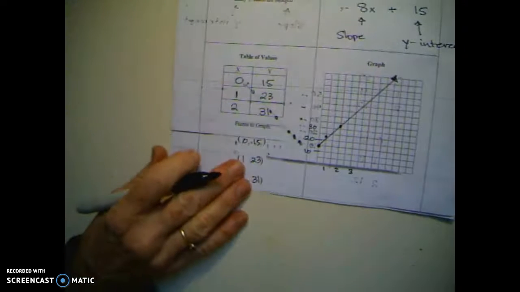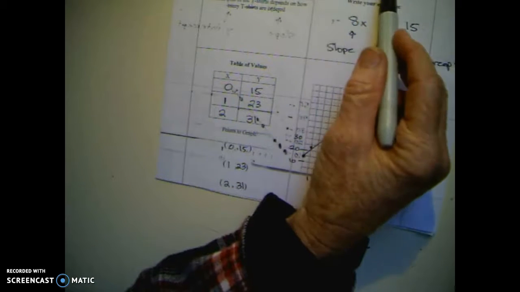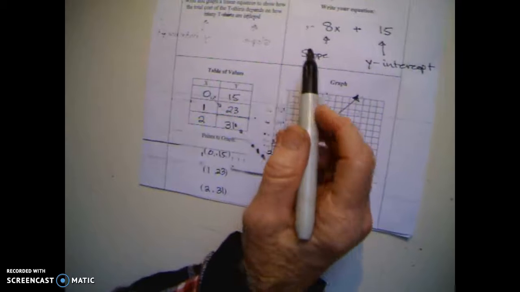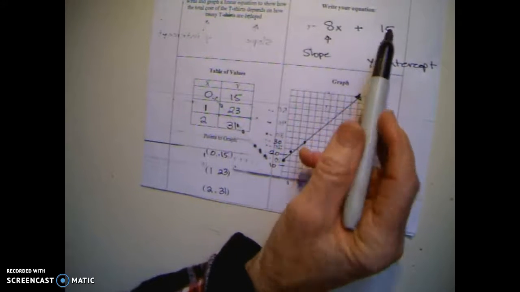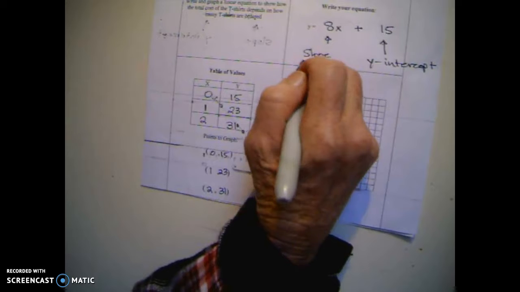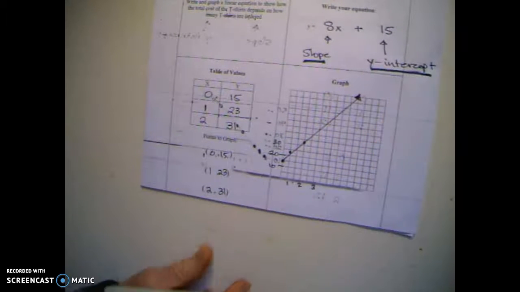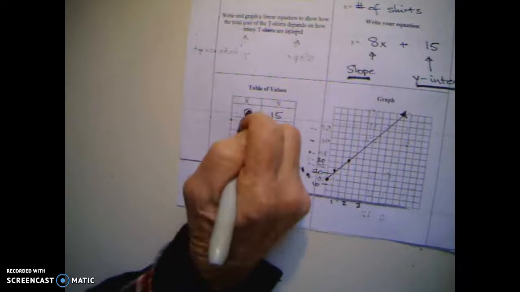So let's see what we have for the t-shirt shop. Total cost, y, is always the total cost. X is the number of shirts that you sell. The equation is y equals 8x plus 15. 8 is the slope. 15 is the y-intercept.